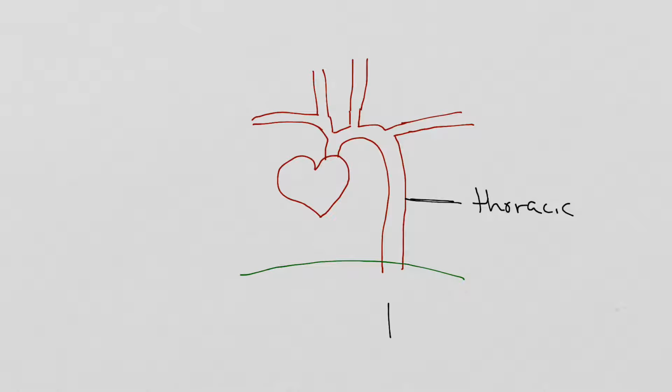The part of the aorta that is extending inferior to the diaphragm, this is our abdominal aorta. Now we're going to take a closer look at the branches of the abdominal aorta. So the diaphragm is now going to be way at the top of the screen. Here's the abdominal aorta as it descends.